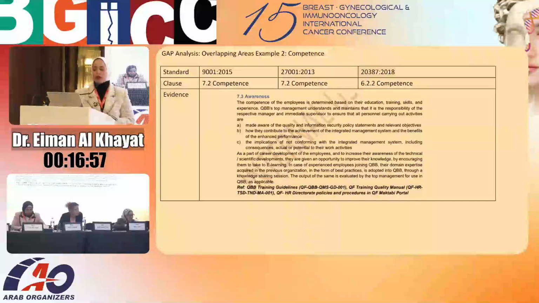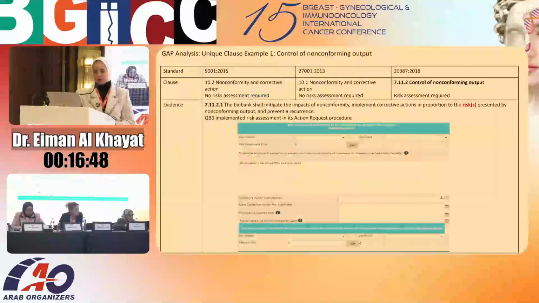There is another example, like competency, which is overlapping between the three standards. What is a unique clause for ISO biobanking? We have one example, control of non-conformity output. In the quality management system and information security system, the clause on non-conformity and corrective action has no risk assessment required. But in the ISO biobank, in clause 7.11.2, control of non-conformity output, the risk assessment is required.